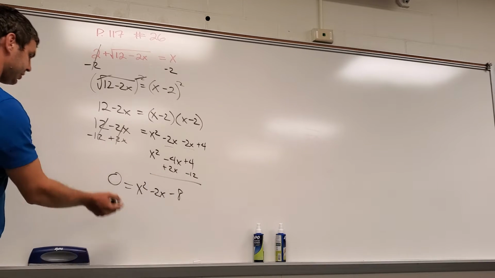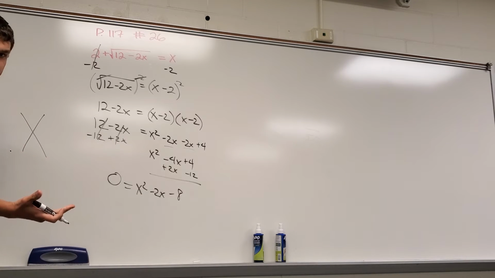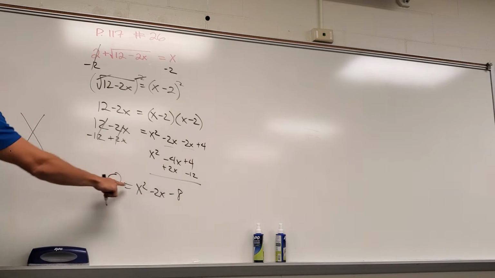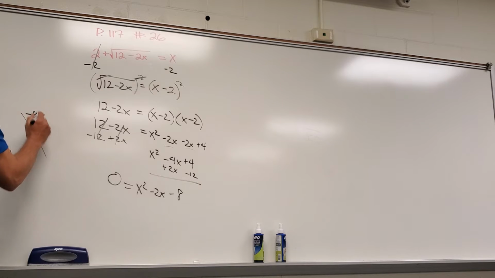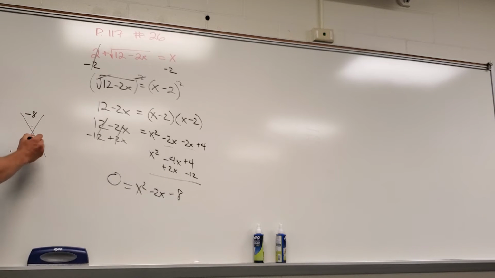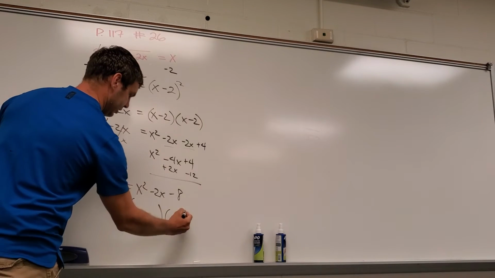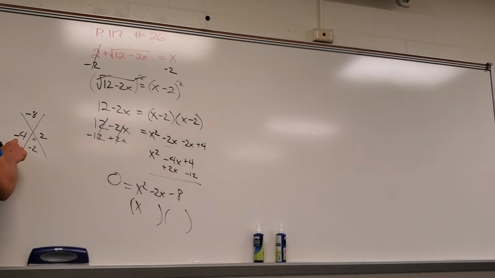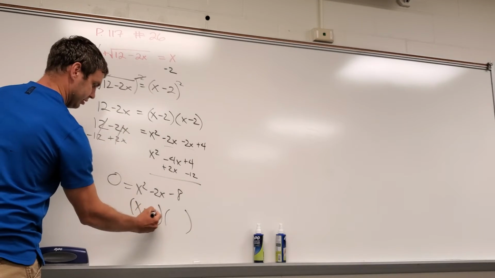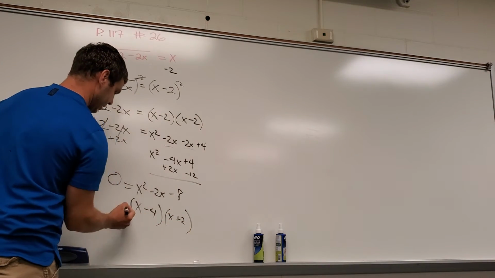We're going to factor this. Depending on how you learned to factor, I like to do the a term times the c term. That's negative 8. My b term is negative 2. Two numbers that multiply to give me negative 8 and add to give me negative 2 are going to be negative 4 and 2. Okay, so then this factors to be x minus 4 and x plus 2, and that still equals 0.